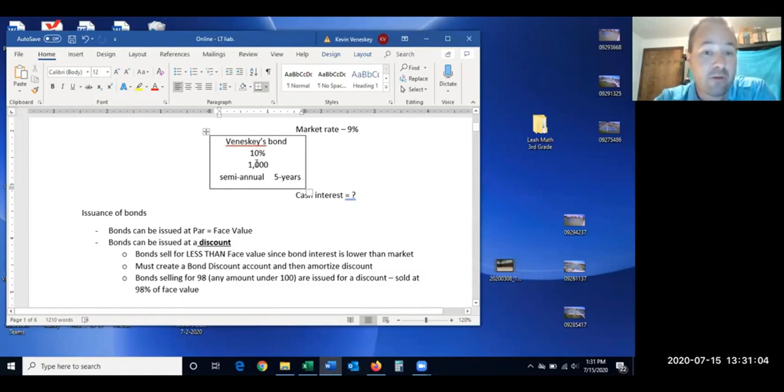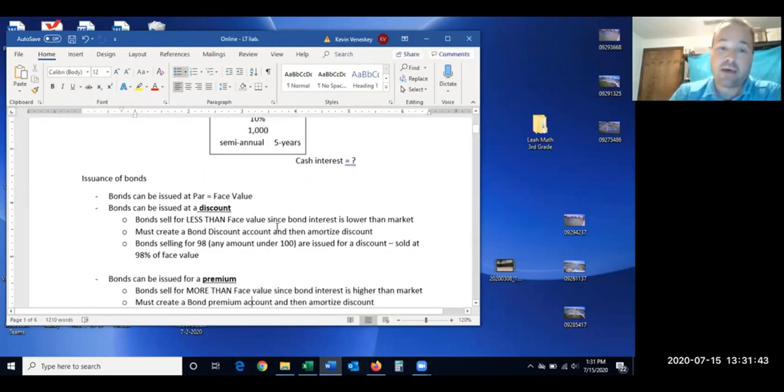It could be that the bond is only at 8% and the market's at 9%. Nobody would want to buy my bond. If I'm only paying 8% and they can go somewhere else and get 9%, who would want to do that? So what I have to do is sell the bond at a discount. I have to say, okay, if you come and pay me $950, I'll only give you 8%. But when I pay you back for the bond in 5 years, I'm going to give you 1,000, not just the $950 that you paid me. So I'm going to give you an extra $50 to help offset that market rate difference.